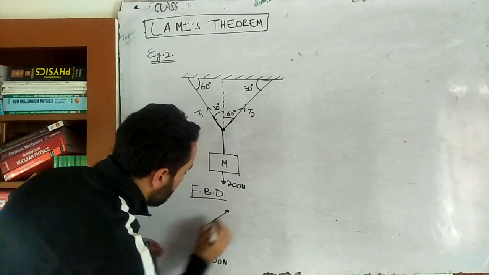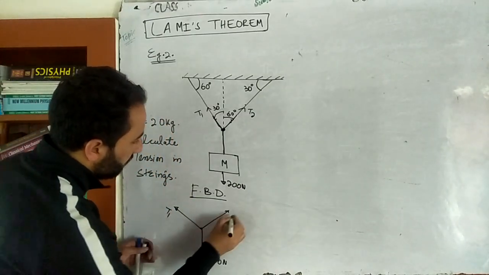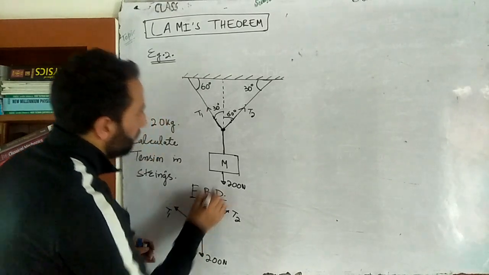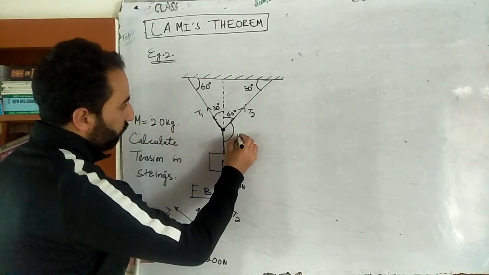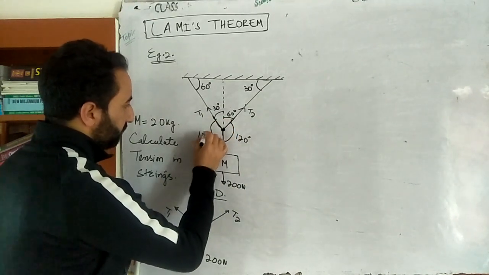Then one force along this direction, another force along this direction. Okay, this force here is T1, and this force is T2. This whole angle is 60 plus 30, that's equal to 90 degrees. This is 60, so how much will this be, beta? 120 degrees. And this is 30, so this angle will be equal to 150.